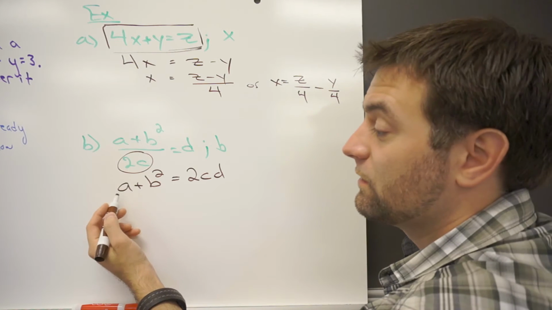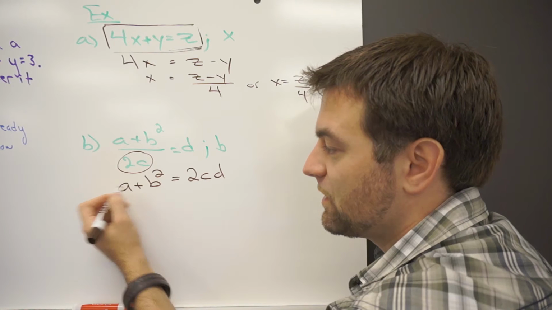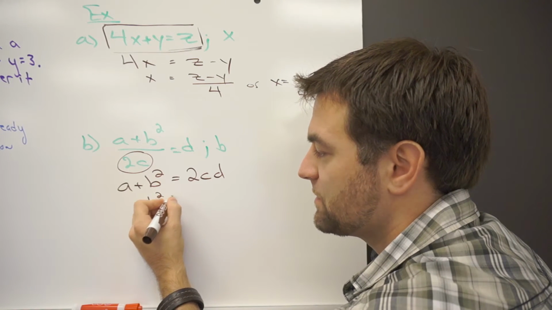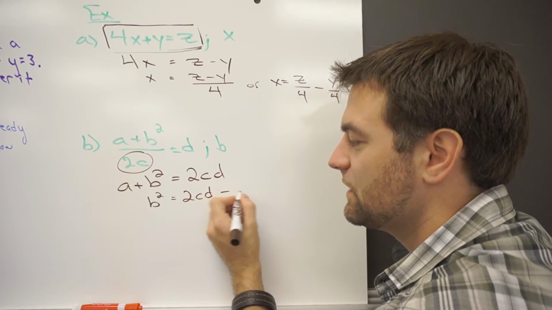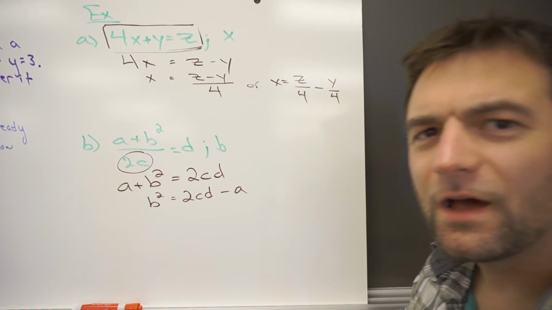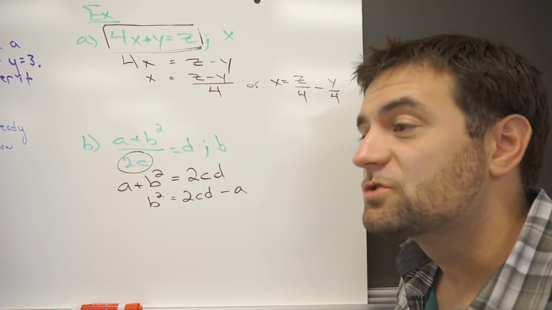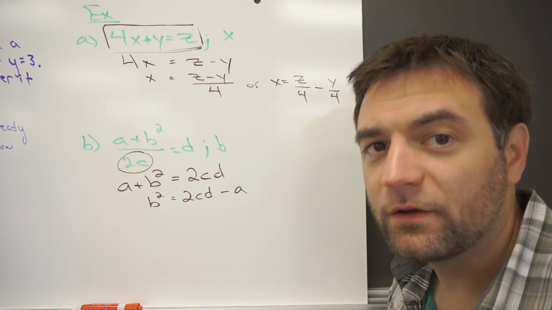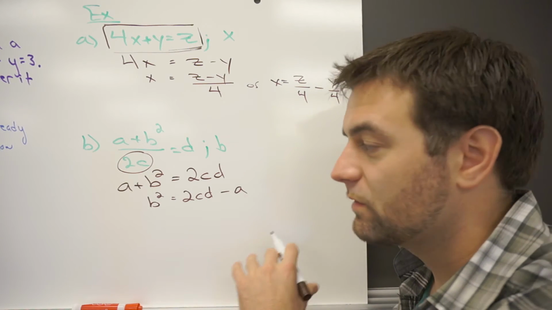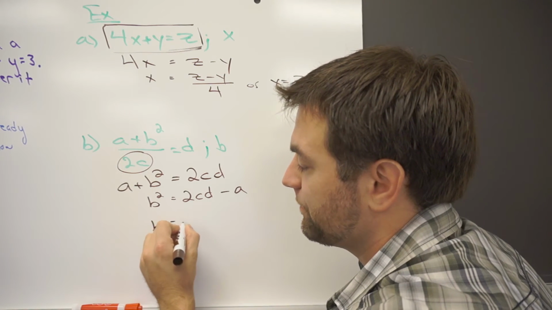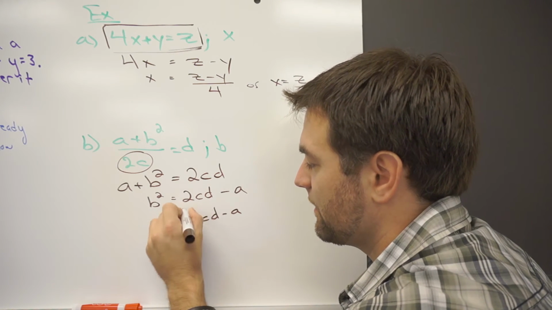Next would be the a. This is an addition question, and it's a positive a, so we're going to move that over, and the opposite of adding an a is subtracting an a. So 2 times c times d minus a. Now, we're still left with b squared, and we don't want b squared. We actually want to know the value of b. The opposite of squaring is square rooting. So we're going to square root to get the final b. So b equals the square root of 2cd minus a.